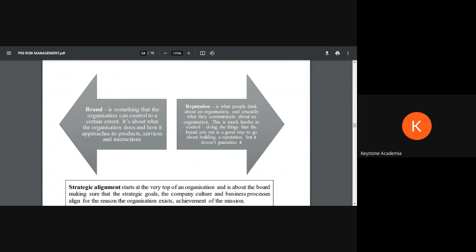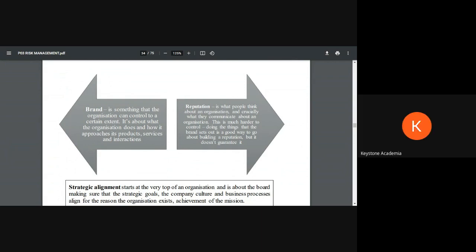Megha, very silent. Reputation is the external perspective about a company, and brand is something we try to portray about ourselves. So ultimately, for the brand, we have the control, while for reputation, we don't have much control.